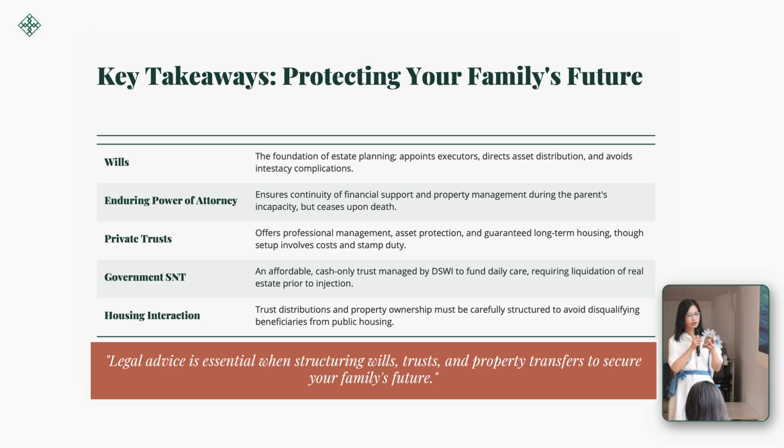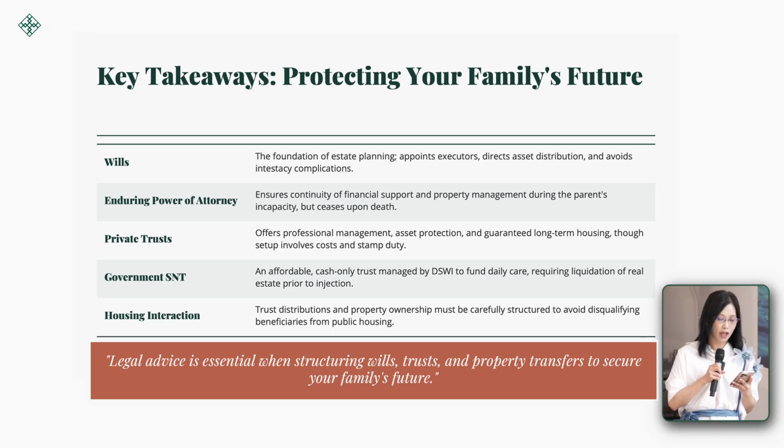So one thing to remind you is professional legal advice is essential, because one choice linked up with others may prejudice the other. Okay. So some takeaways here. For a will, it is the foundation. It appoints your executors and directs distributions and avoids the harshness of intestacy. And the enduring POA will ensure continuity of financial support and property management during your incapacity, but it ceases on death, which is why it must be paired with a will.